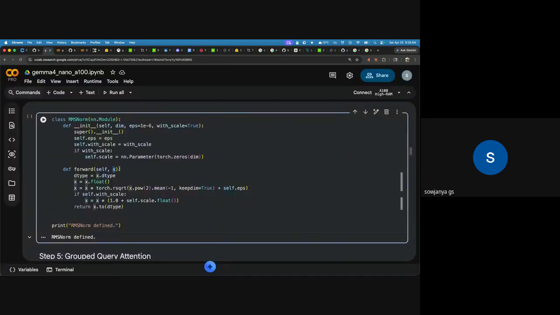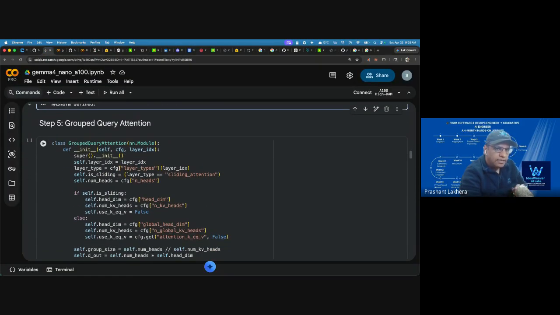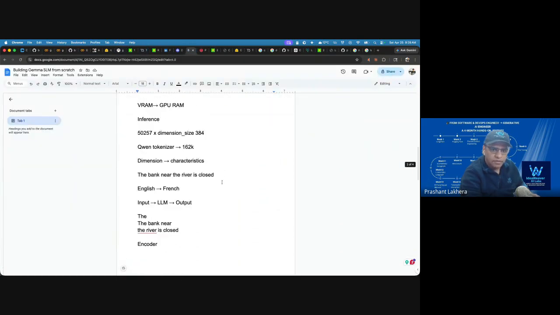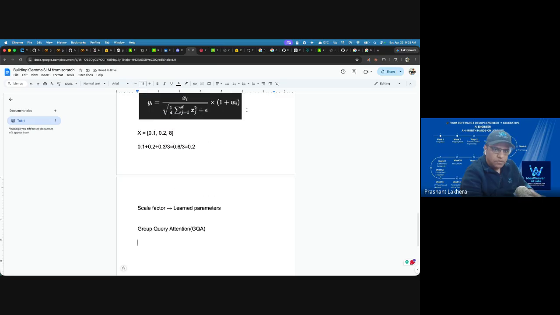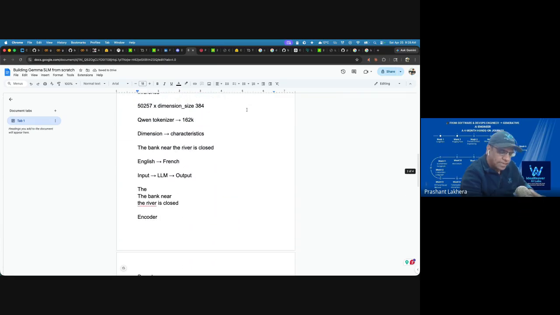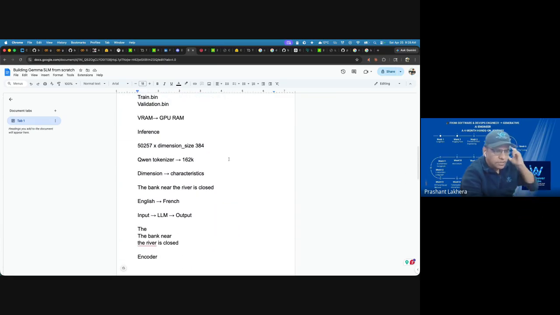So this is the RMS norm. Then the important part, which is called grouped query attention. I think some of you must be aware of this grouped query attention, right? Or GQA. So let me start with the attention mechanism, and then we are going to discuss all of this, the grouped query attention.